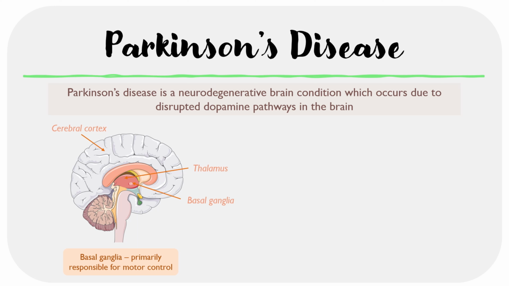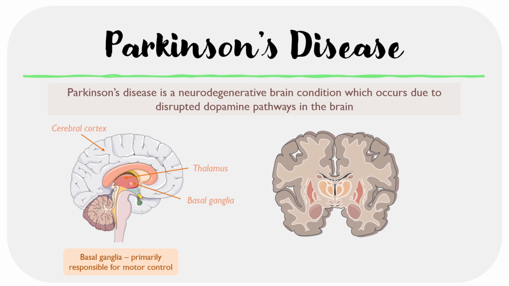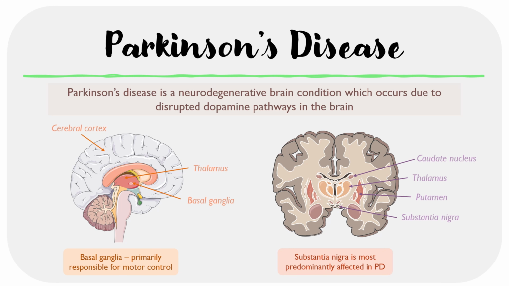If we take a cross-section of the brain at the level of the basal ganglia, we can see that it's composed of different parts, and this includes the caudate nuclei, the thalamus, which was also present on the previous diagram, the putamen, as well as the substantia nigra. And it's this substantia nigra part of the basal ganglia which is most commonly affected in Parkinson's disease.